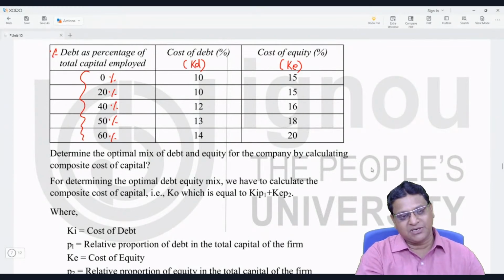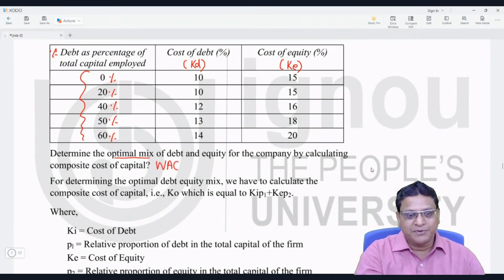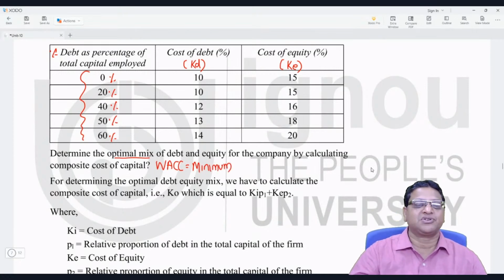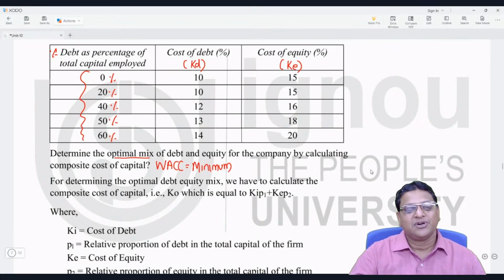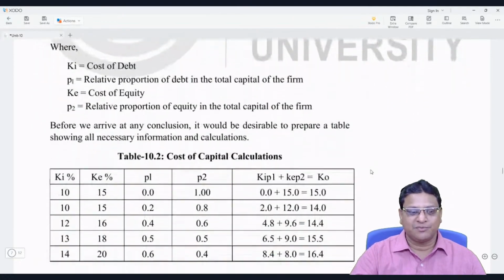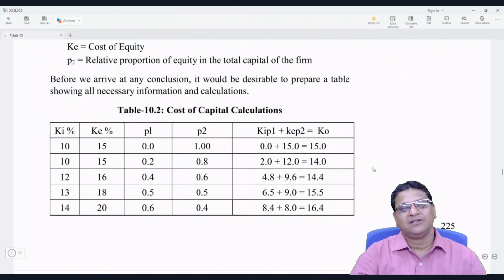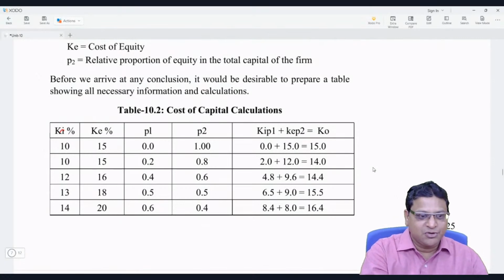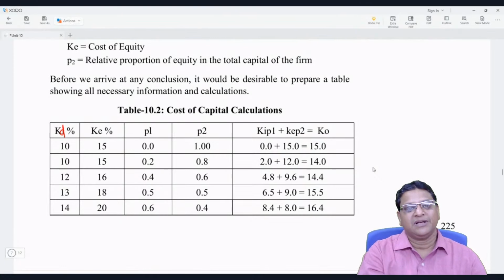What is our discussion? We have to select that optimal mix of debt and equity where the weighted average cost of capital will be minimum. The best capital structure is that capital structure where WACC is minimum. Now we will find out: cost of debt is given, cost of equity is given, percentage of debt, percentage of equity.